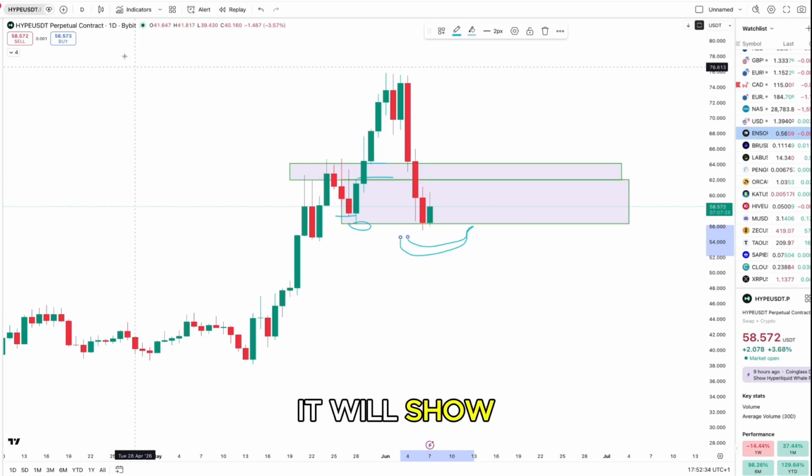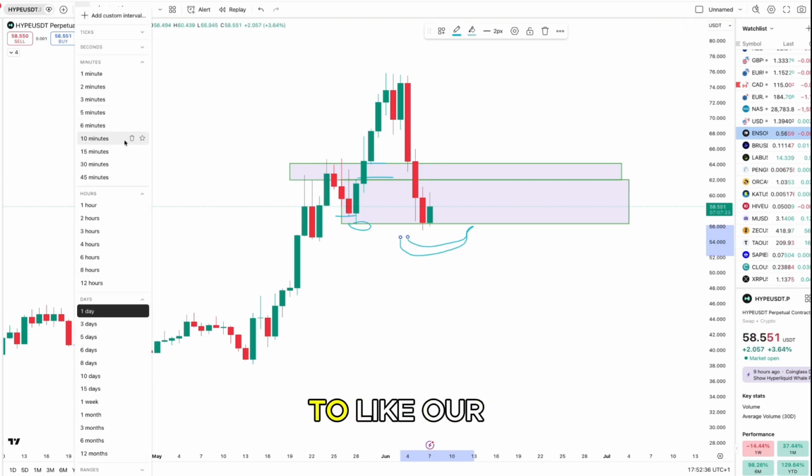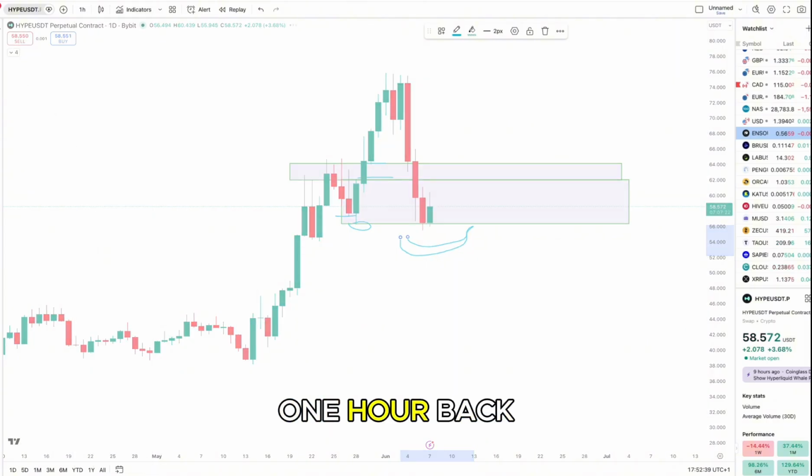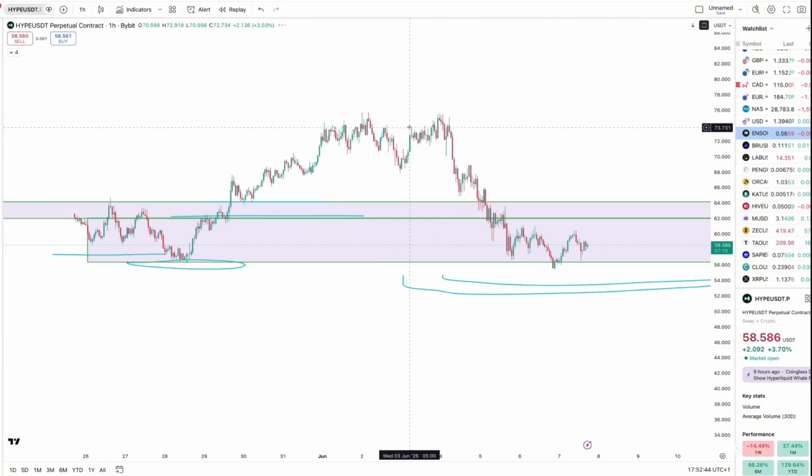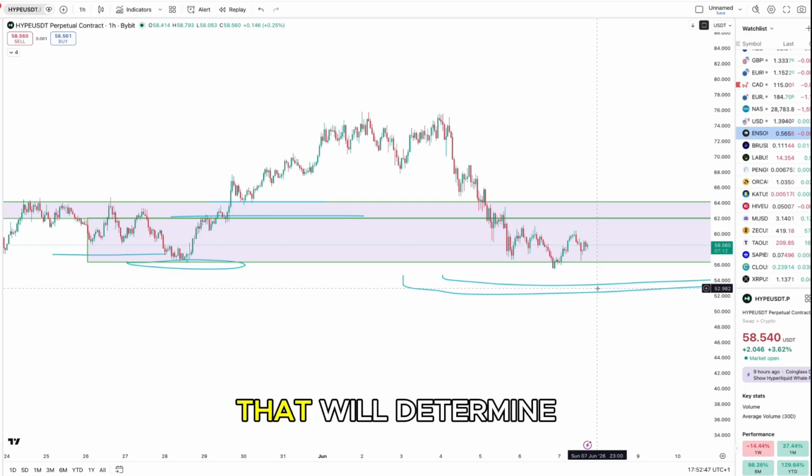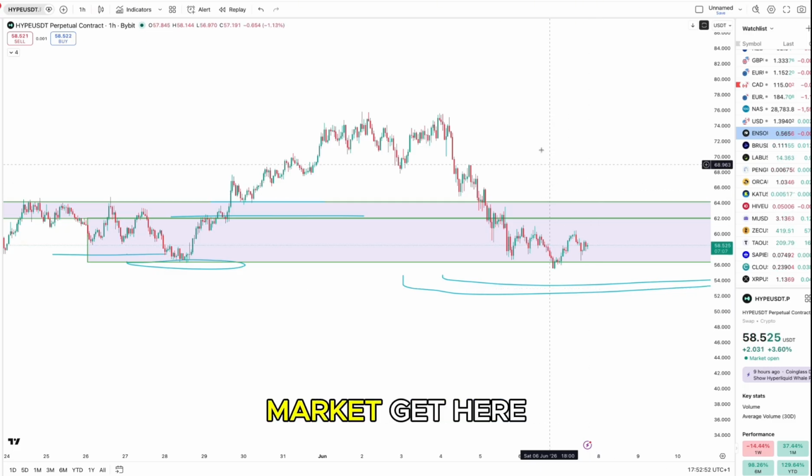If it will hold, it will show us on the lower time frame as well. So let's go to like our 1 hour. Let me take 1 hour back. So on your 1 hour, how did this market get to this place? That will determine if this place will hold or not. How did this market get here?